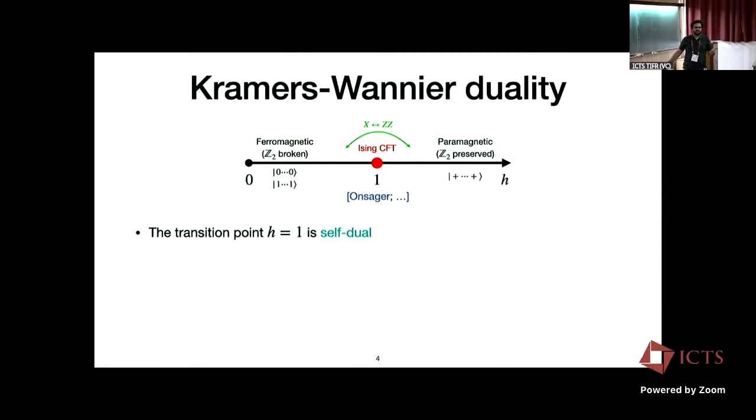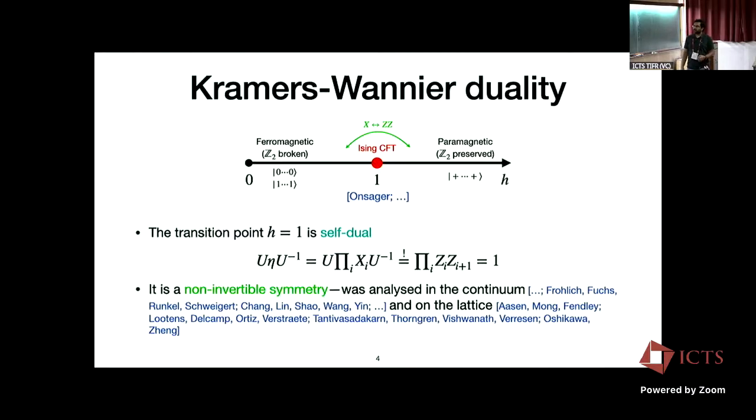Now we learn in textbooks that symmetries are usually implemented by unitary operators. So let's see what happens in this case. Let's say there is a unitary operator that implements this transformation and see how it acts on the Z2 symmetry. Recall that the Z2 symmetry is generated by the product of X. As shown here, X is mapped to ZZ, but that product is 1. This is a contradiction. This is totally fine on Z2 even states, but this doesn't make sense on Z2 odd states. This is the first indication that this cannot be implemented by a unitary operator, and that's why it's a non-invertible symmetry, which was analyzed in the continuum some decades ago and on the lattice in the last decade or so.